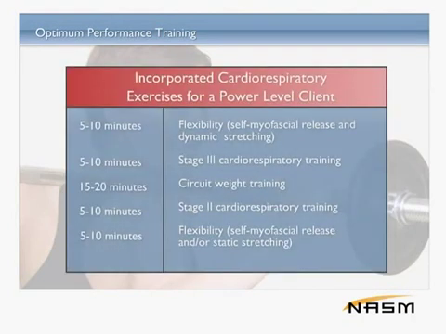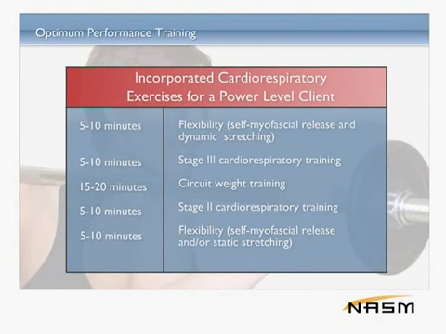Lastly, here's an example workout combining circuit training and cardiorespiratory training for a power level client. First, perform 5 to 10 minutes of stretching, this time using dynamic stretching versus static or active isolated stretching. Second, perform 5 to 10 minutes of Stage 3 cardiorespiratory training, or 86 to 90% intensity.